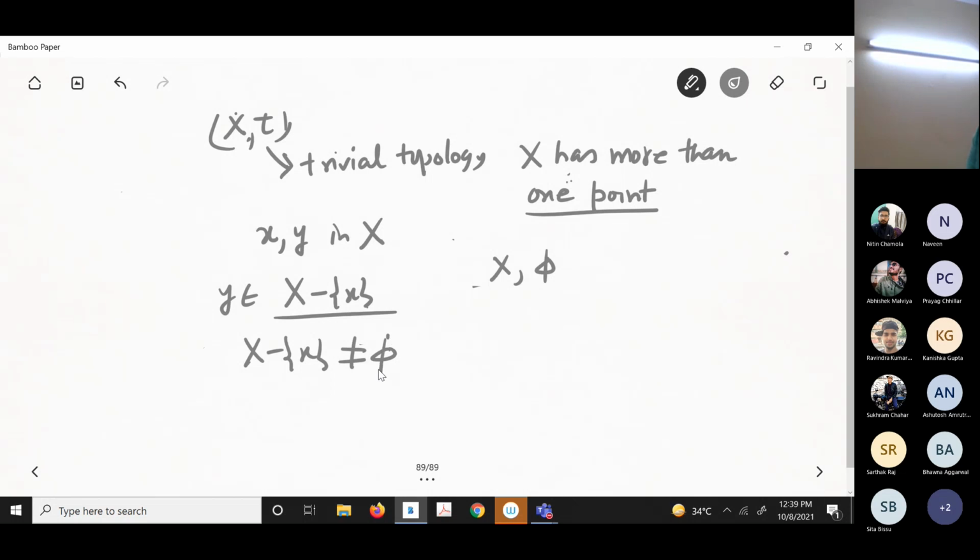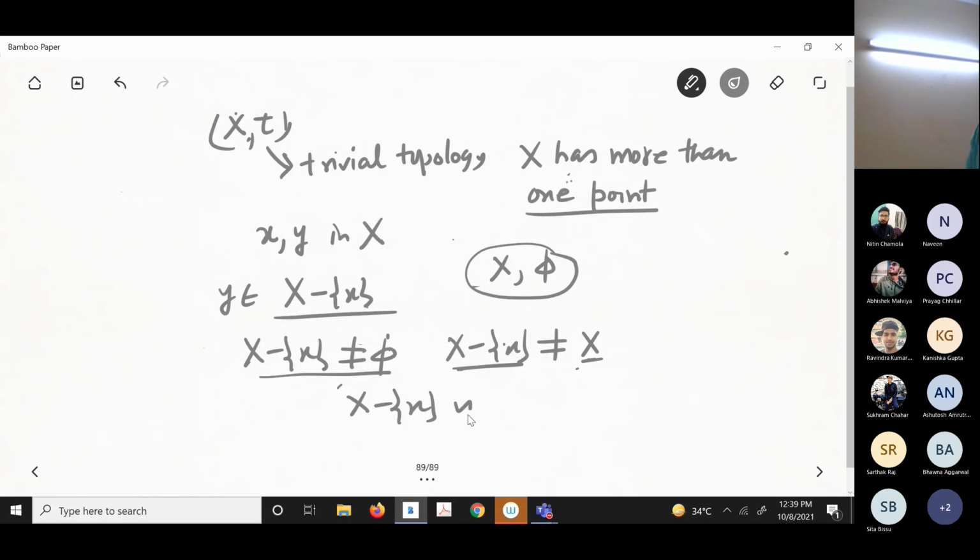Okay. Also, look, this is not phi, and of course this is not whole X because X is not here, or x is here, small x. So this is not phi, this is not X. But only open sets I have are X and phi. That means this is not open. In trivial topology, you need more than one point because I need at least 2 points to have my arguments.